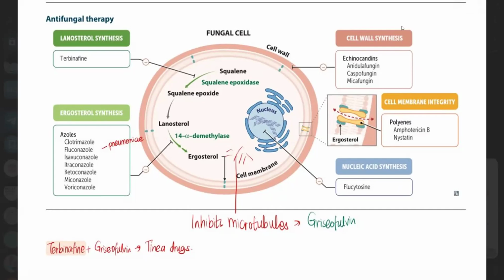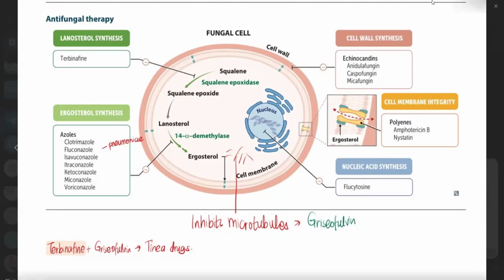And then for echinocandins, they can also give you a specific enzyme. We call it beta-1,3 glucan synthase. Okay? That one is used in the integrity of the cell wall. Okay? That is for the echinocandins. Yeah, and that's all.